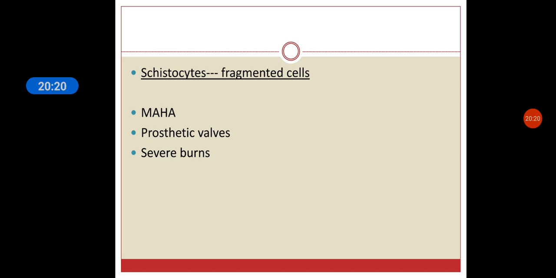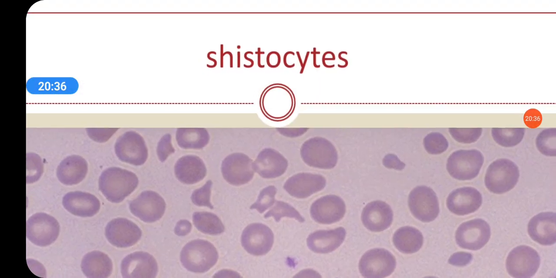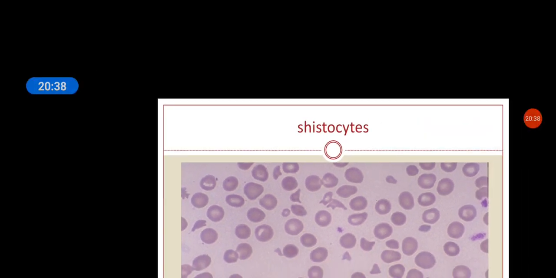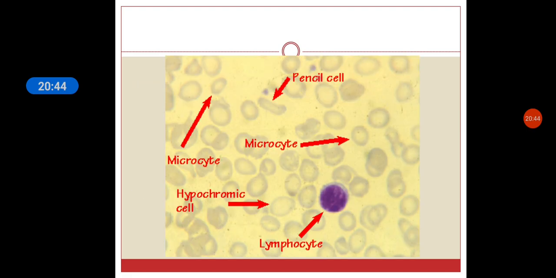Then you have schistocytes. Schistocytes are also called fragmented cells, usually seen in microangiopathic hemolytic anemia or in cases of severe burns, or when the patient is having prosthetic valves, right? So these are your schistocytes, the fragmented RBCs which you're seeing. Then pencil shaped cells usually seen in iron deficiency anemia, as I told you earlier.